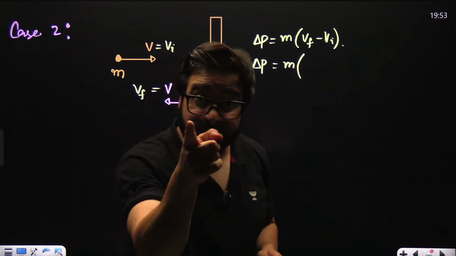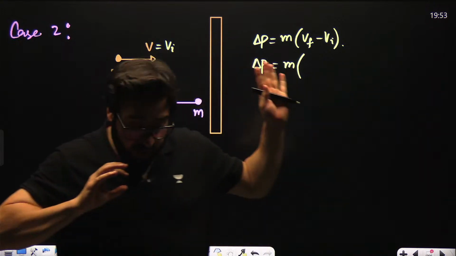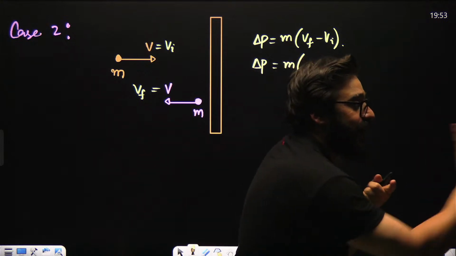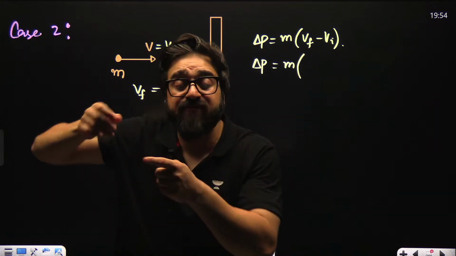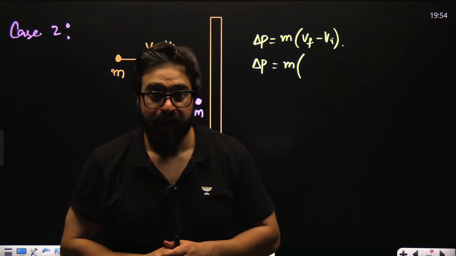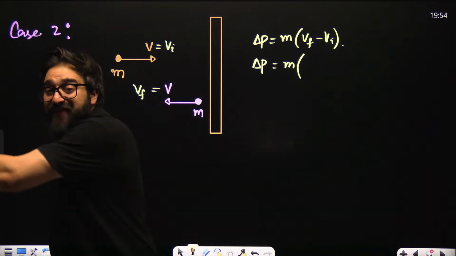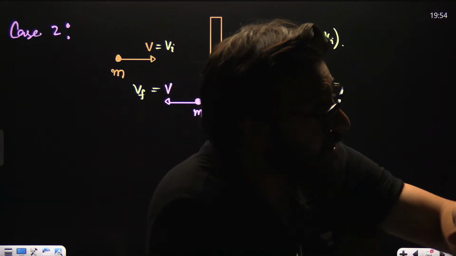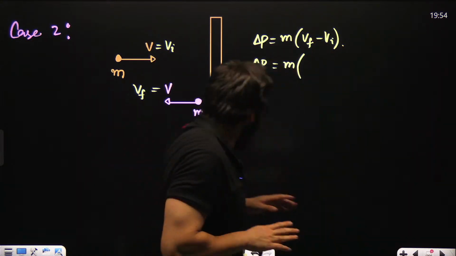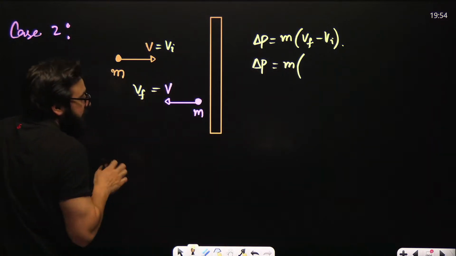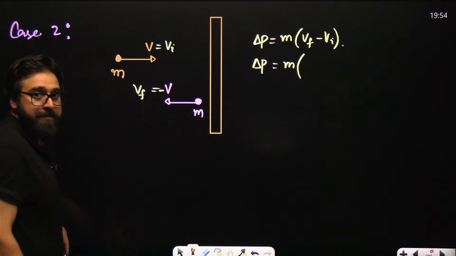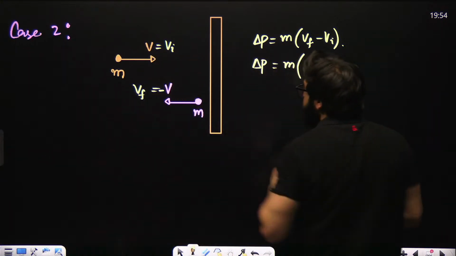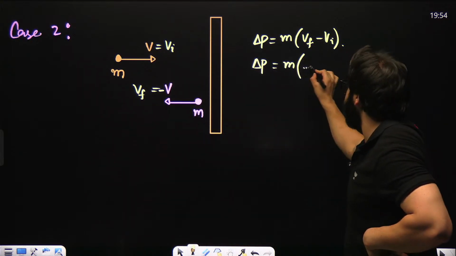Remember always, I have told you this in kinematics also. If the object is moving towards the right direction, we take its velocity as positive. If the object is moving towards the left, we take its velocity as negative. Now, can I say the final velocity here is negative? So it is negative v. Why? Because it is in the left direction. So here, what is the final velocity, sir? Final velocity is minus v.